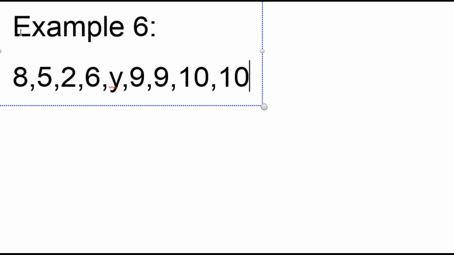8, 5, 2, 6, y, 9, 9, 10, 10. If the mean of these values is 7.11, we are asked to find what? This y.